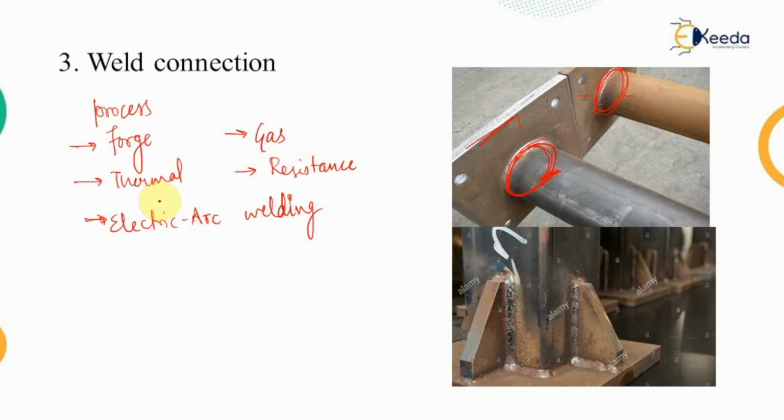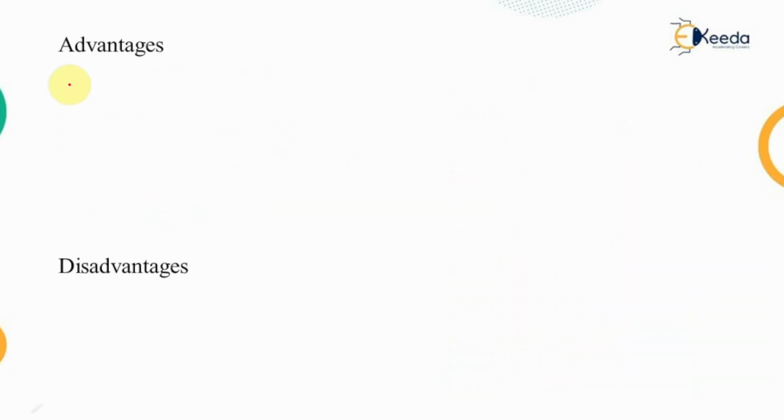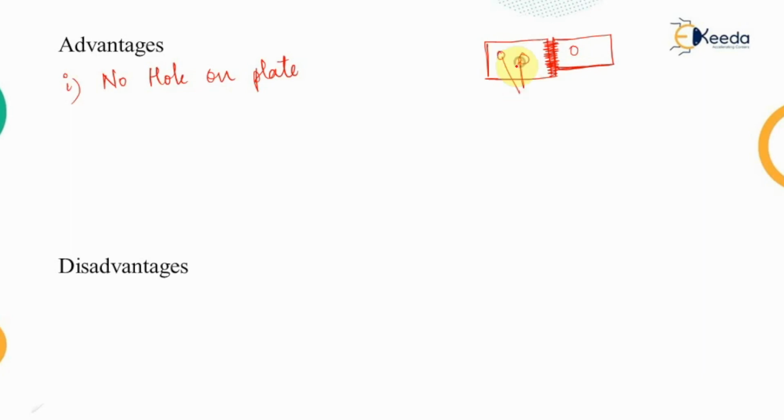Now what are the advantages and disadvantages of the welded connection? The prime advantage of the welded connection is that there is no hole created on the plate. That means we are now completely using the strength of the plate. If the connection has to be provided between two plates of different sizes, we will weld them together along the gap provided there. That means there is no hole over the plate, and because of that the complete strength of the plate is being used.